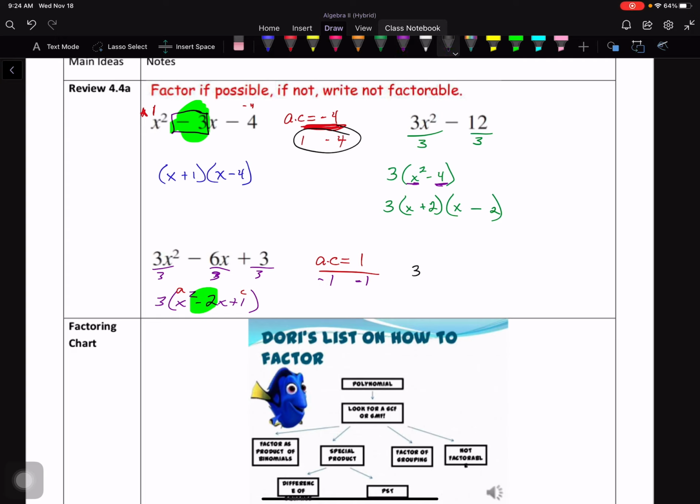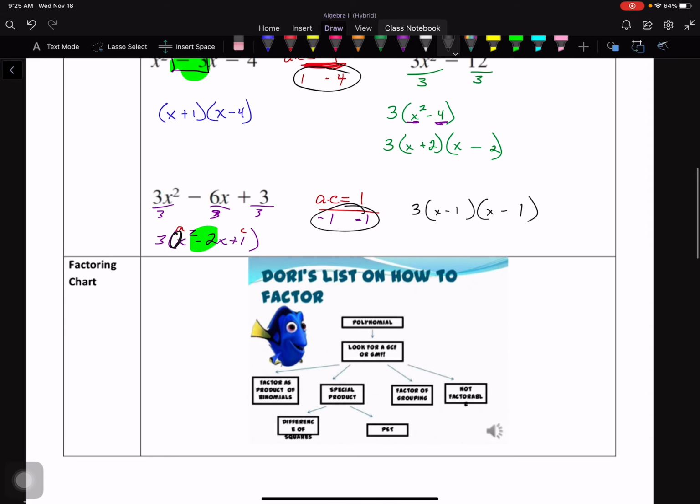So we have 3, that's my greatest common factor. And because a is now 1 here, I don't need the box, so I could just go x minus 1 times x minus 1 from those two numbers right there. And hey, they're all factorable. What do you know?